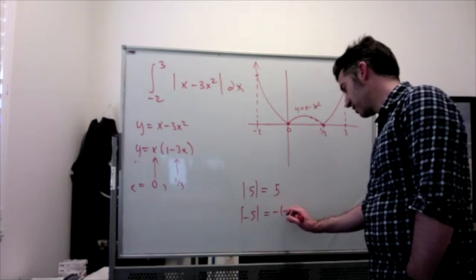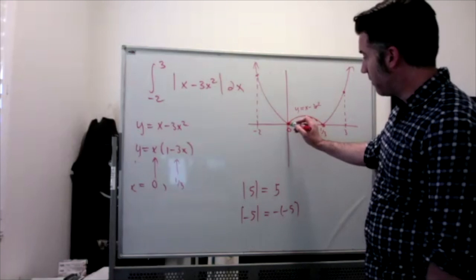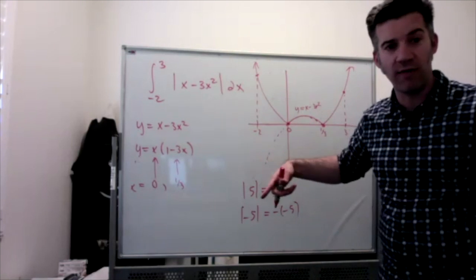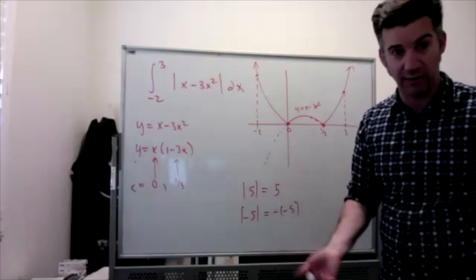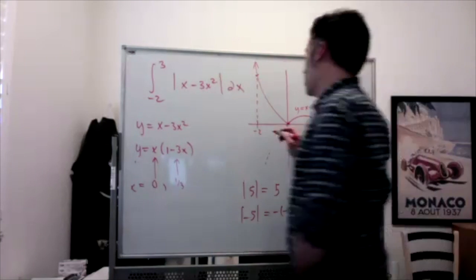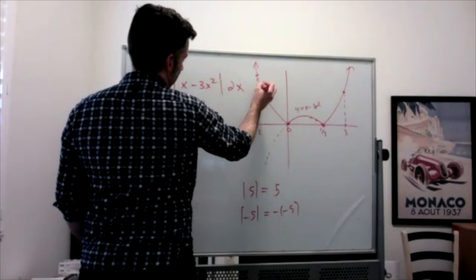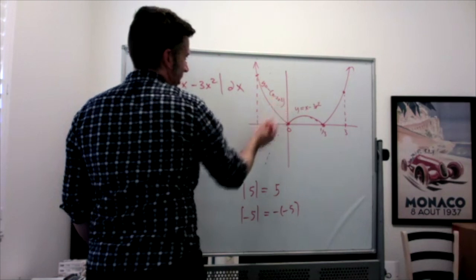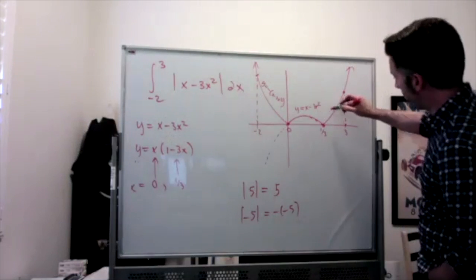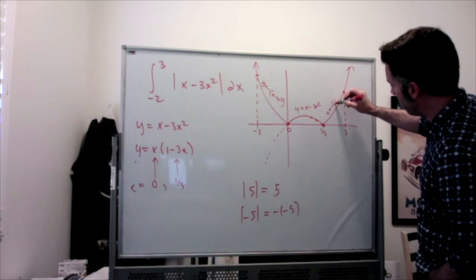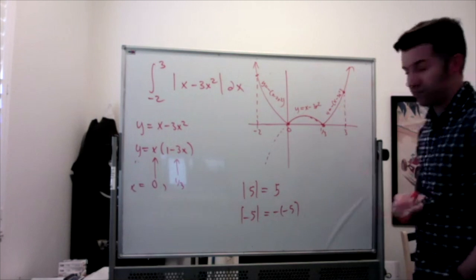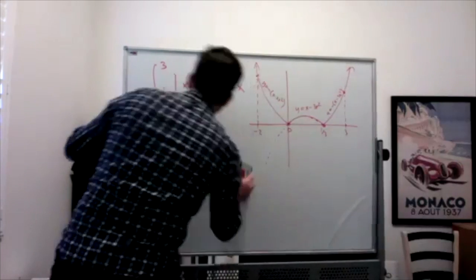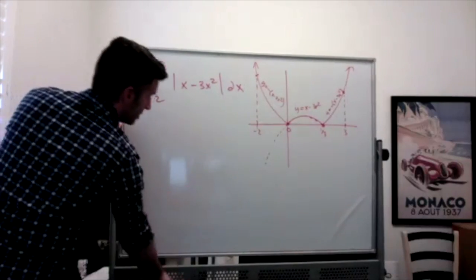Right. So here's the thing. If the function originally was negative, the absolute value of that is going to be the negative of your negative function. So right here, the function is actually y equal to -x minus 3x squared. And it's also the same over here. Over here, it's y equal to -x minus 3x squared. Gross.